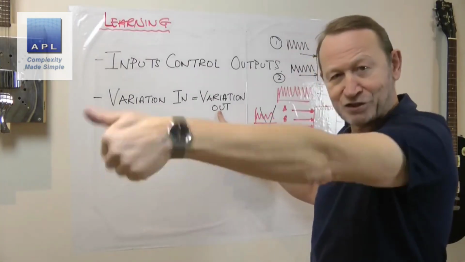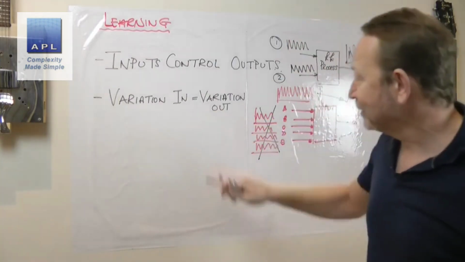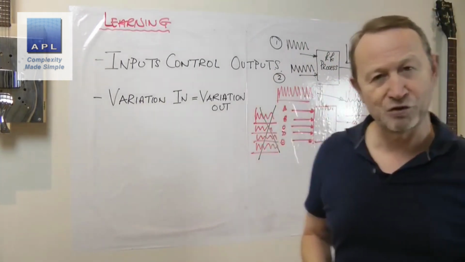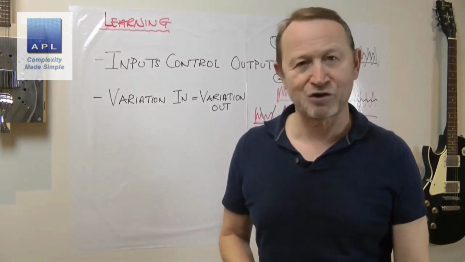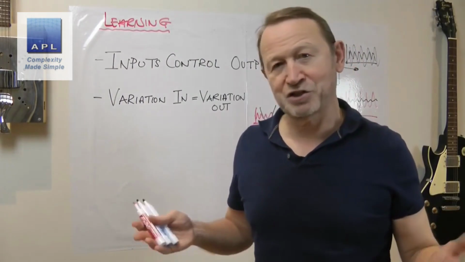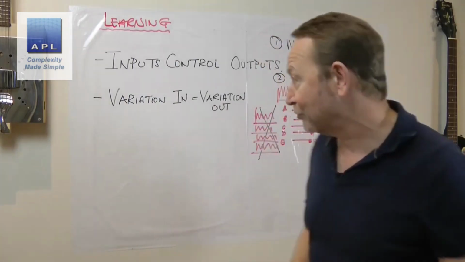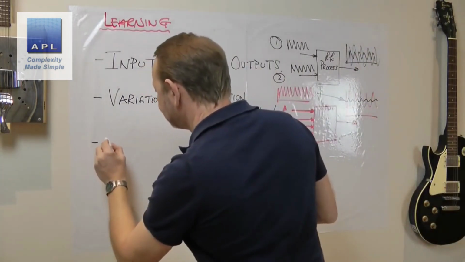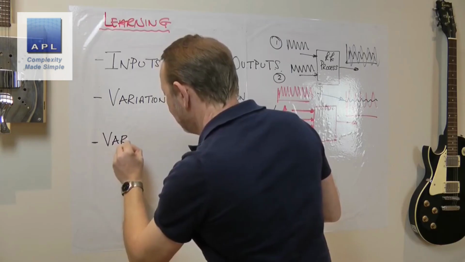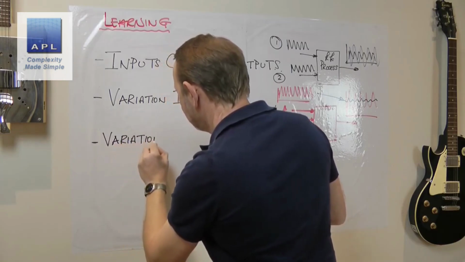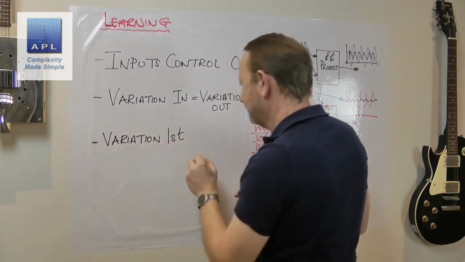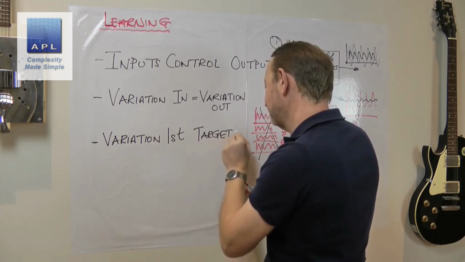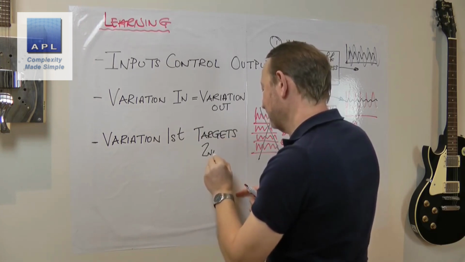Doing this to a process is a super bad thing to do. So variation in equals variation out. Fix the variables in your gift, ignore the variables outside your gift. It's going to be a very dispiriting discussion to talk about things you can't control. So that's the second principle. The third principle: variation first, targets second.